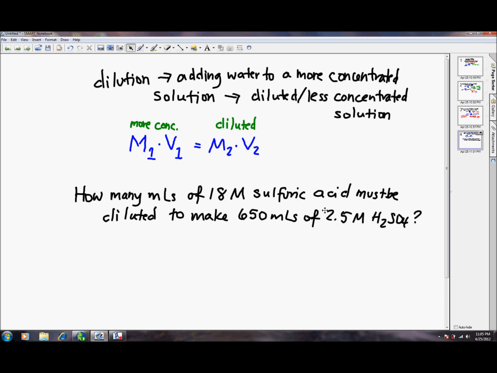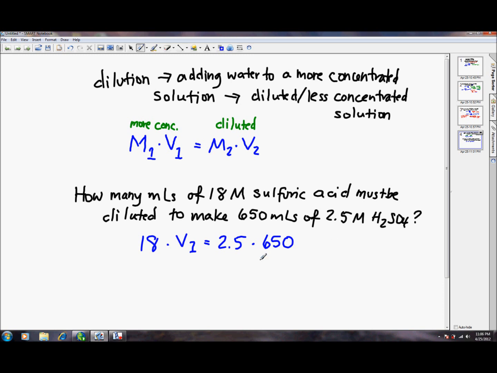Okay, so remember, the word "of" connects two numbers that go on the same side together. So this is the less concentrated solution, so this would be M2. This is the volume of the less concentrated solution. This is V2. This is the more concentrated solution, so it's M1. So we must be solving for V1. So let's plug in our numbers. So it'll be 18 times V1 equals, this is the less concentrated, 2.5 times 650. These are my multiplication dots here.